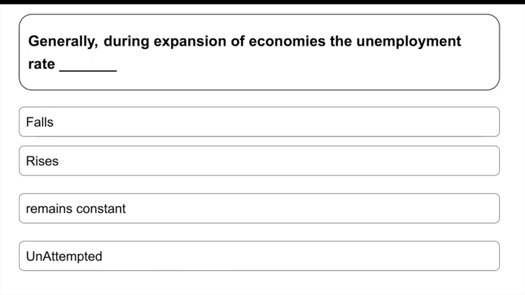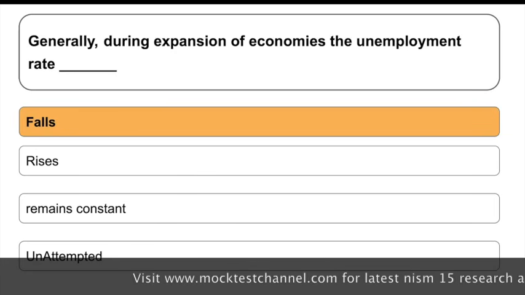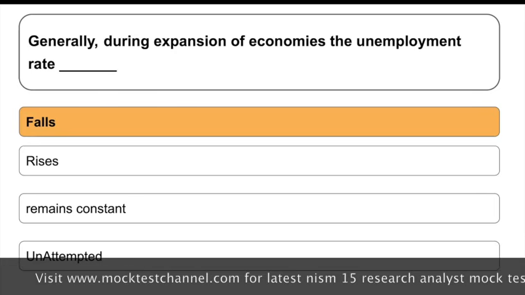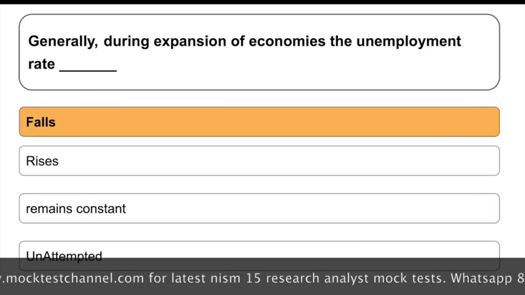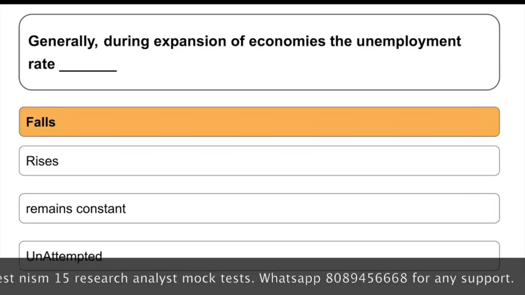Next question. Generally during expansion of economies the unemployment rate will. So when the economies are expanding, what will happen to the unemployment rate? Options are A, falls, B, rises, C, remains constant, D, unattempted. So the correct answer is it will fall. When the expansion of the economies is happening, what will happen to the unemployment? People will get more jobs and the unemployment rate will go down.